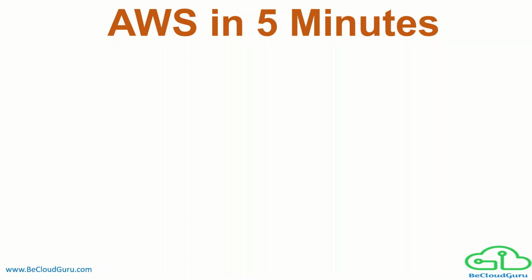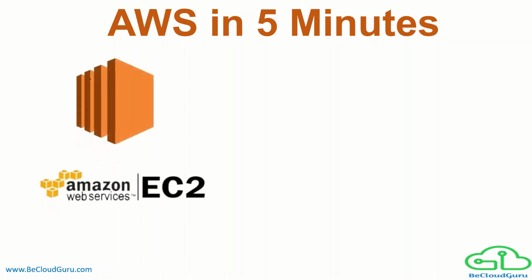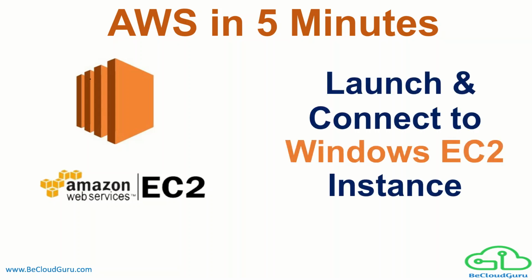This is the third video in the AWS in 5 minute series, where we are looking at a high-level overview of the key AWS services so that we can start immediately. In the previous two videos we saw how to launch a Linux instance and how we can connect to it in AWS through PuTTY from a Windows-based laptop or desktop. In this video we'll see how we can launch a Windows-based EC2 instance and how we can connect to it through RDP. So let's get started, guys.